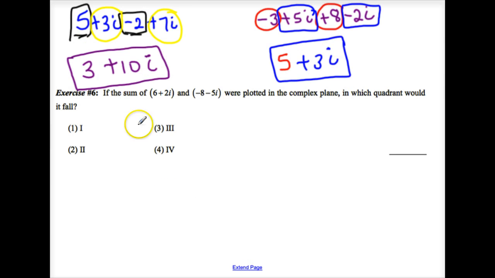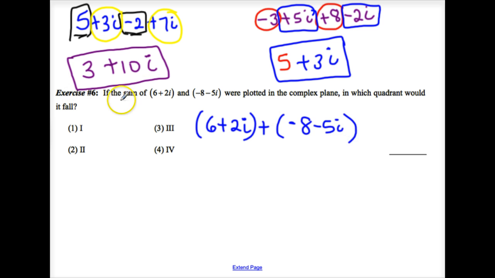Our last example says, what is the sum of 6 plus 2i plus minus 8 minus 5i? What if the sum of these two were plotted on a complex plane, in what quadrant would this be? The first thing I need to do, this is a Regents question, is find the sum. So rewrite, addition is easy. This becomes 6 plus 2i, just rewrite everything without the brackets, plus negative 8 minus 5i.